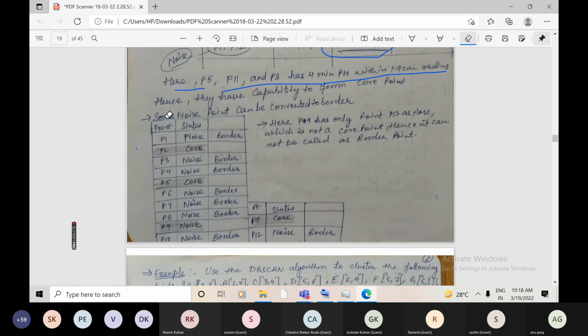The two parameters are given in the question, right? Epsilon and minimum points. Yes, it's given. So let me finish this, then it will be clear.